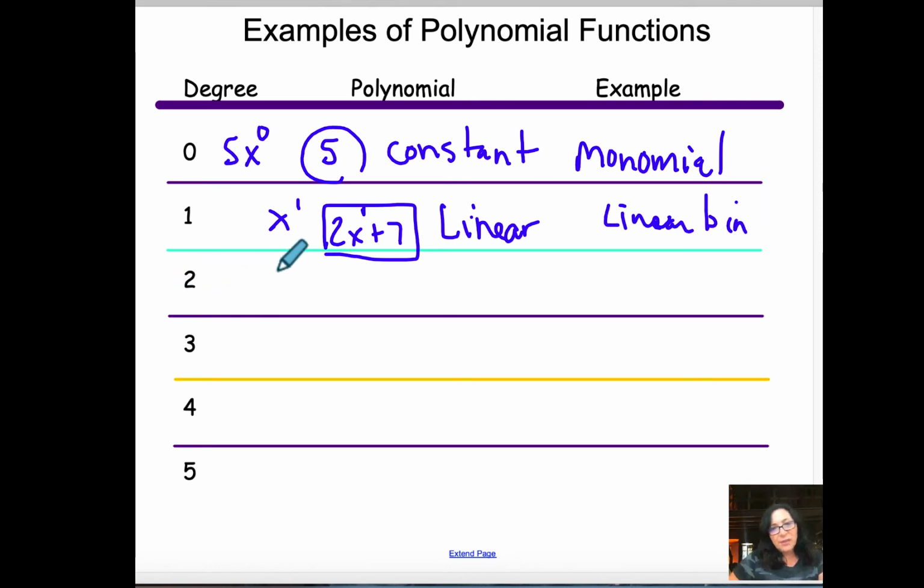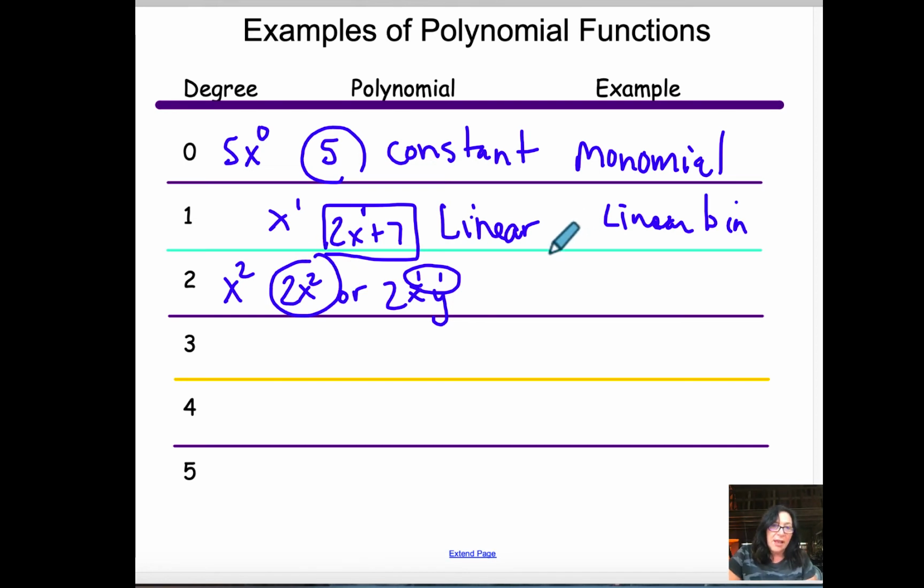Also, a second degree would look like this. So you could say x squared. You could say 2x squared. Or you could even say 2xy. Because if you look at these here, they're 1 and 1. So what that's doing is you add up those. Remember, when you're multiplying variables, you add the exponent. In this case, even though they're not the same variable, you're adding these exponents, and that's making the degree of this polynomial. So this right here, let's say 2x squared, that is called a quadratic.